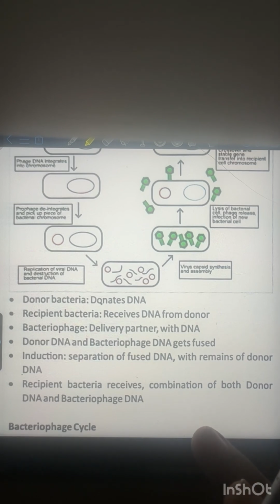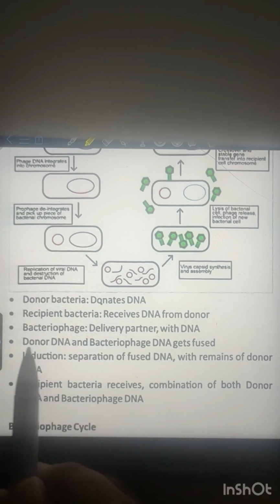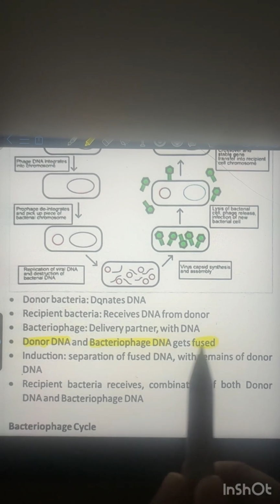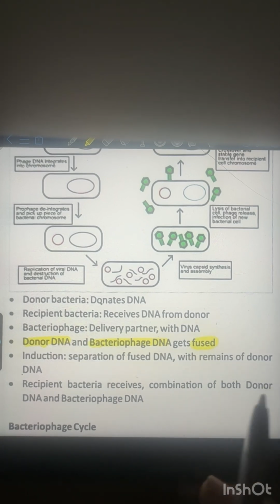Same, the food delivery person came, he gave his own DNA, the donor had the other DNA. The problem that I see over here is that the food delivery DNA, that is bacteriophage DNA, and the donor DNA did not keep separate. They decided, okay, let us get into a relationship. They've become best friends. So basically there is a fusion that has happened of the bacteriophage and the donor DNA.